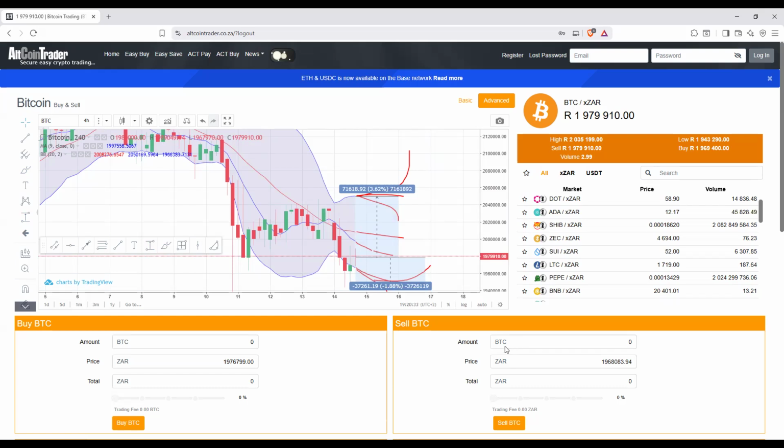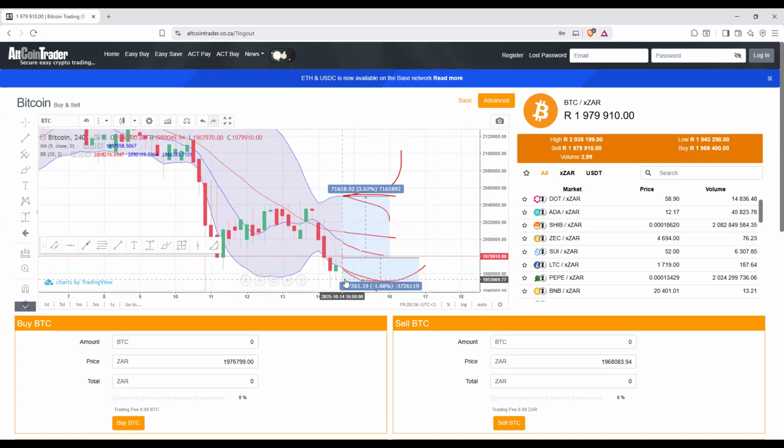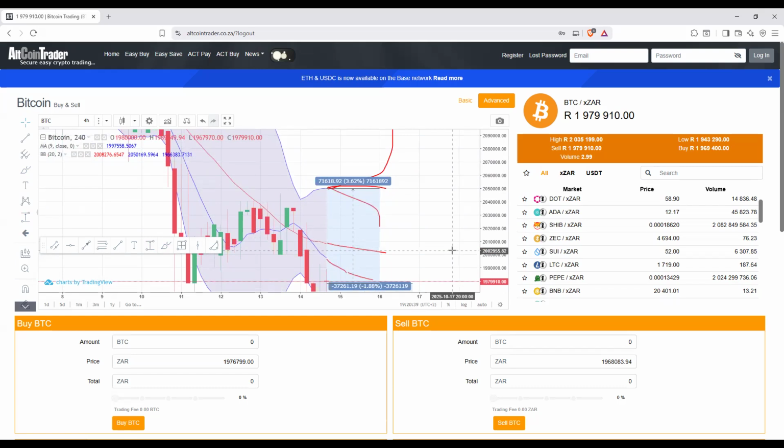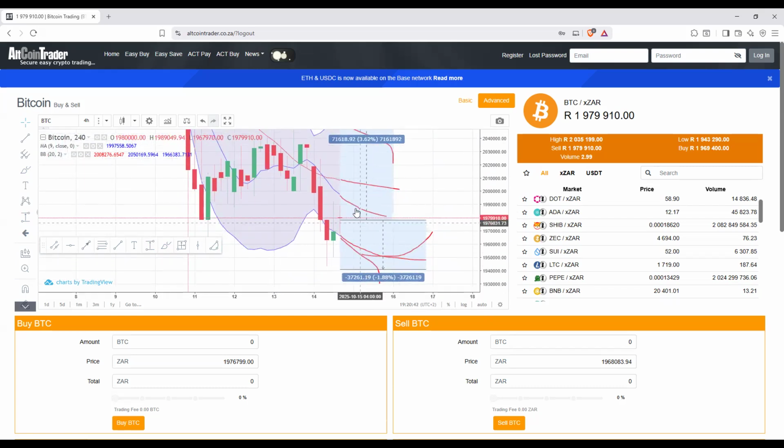But let's get back to the screen here. What we've got in front of us is the possibilities. The moving averages are telling us where this price would go between now and, let's say, the 17th. So in the next 3 days, we could have any kind of movement in this area.